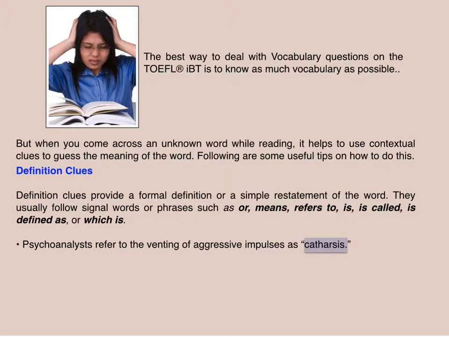Definition clues provide a formal definition or a simple restatement of the word. They usually follow signal words or phrases such as or, means, refers to, is called, is defined as, or which is. Following is a sample sentence. Psychoanalysts refer to the venting of aggressive impulses as catharsis. In this sentence, we have the signal words refer to. And the following phrase, the venting of aggressive impulses, gives us the definition of the highlighted word, catharsis.